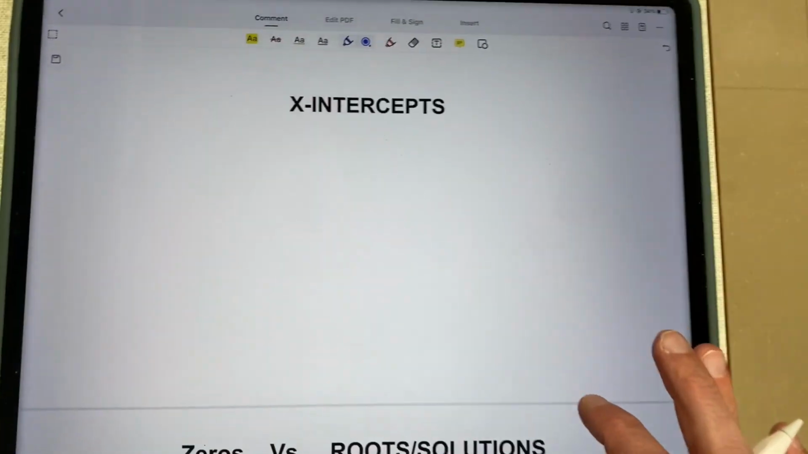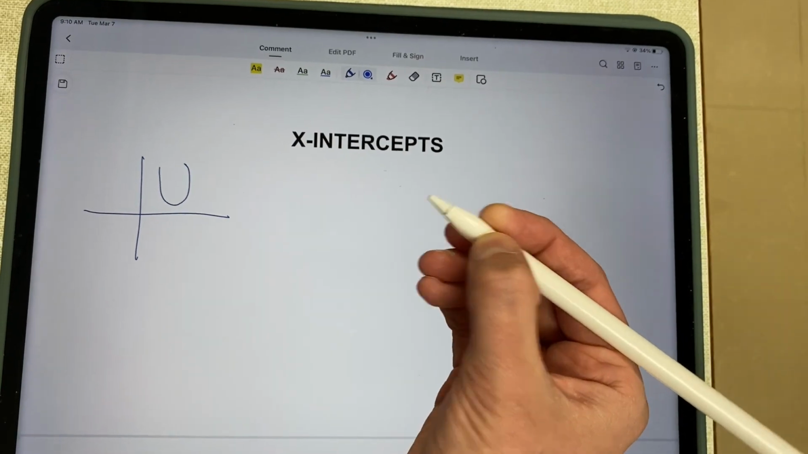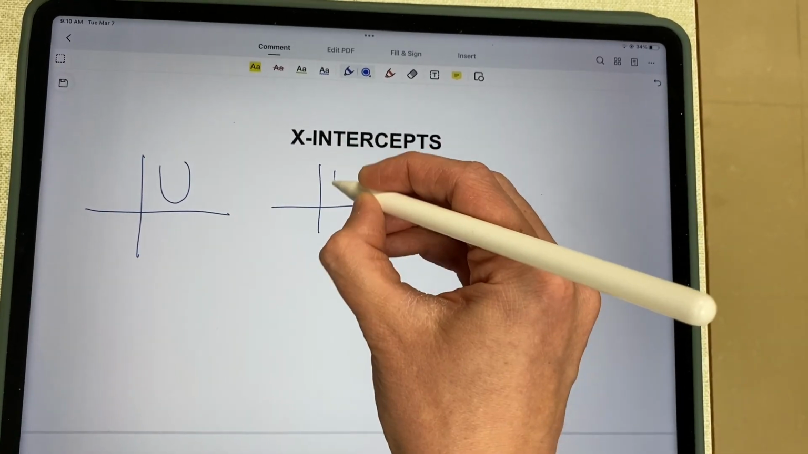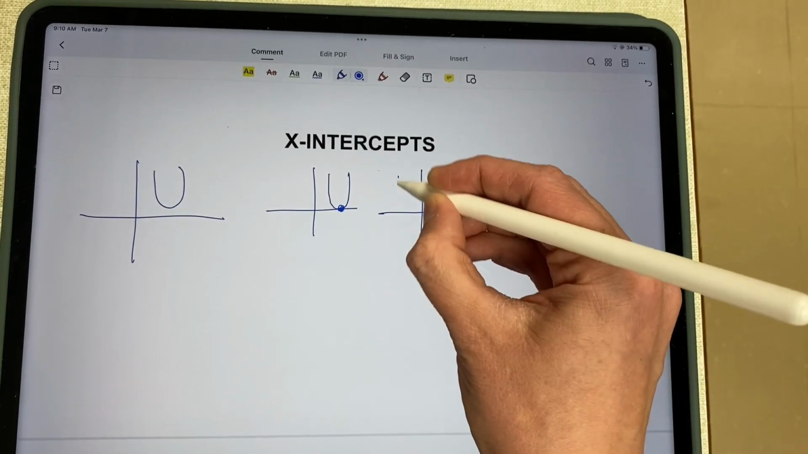Your x-intercepts, you can have no x-intercepts. You can have one x-intercept. Or you can have two x-intercepts.